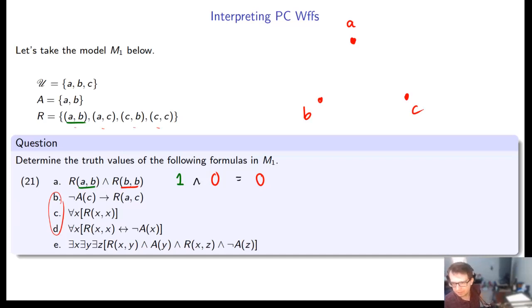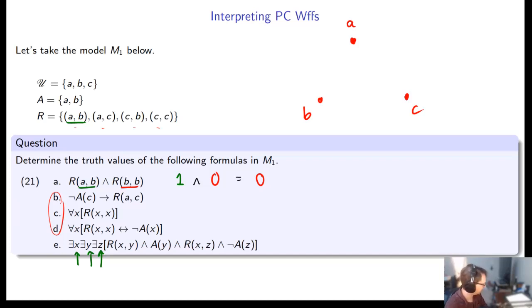The bottom one I'll do with you just because it's a little bit more complicated. There exists an x, there exists a y, there exists a z, such that Rxy and Ay and Rxz and not Az. Basically what E is saying, this is a big jump, is that there's some x and some y and some z where all of these four things come out to be true.